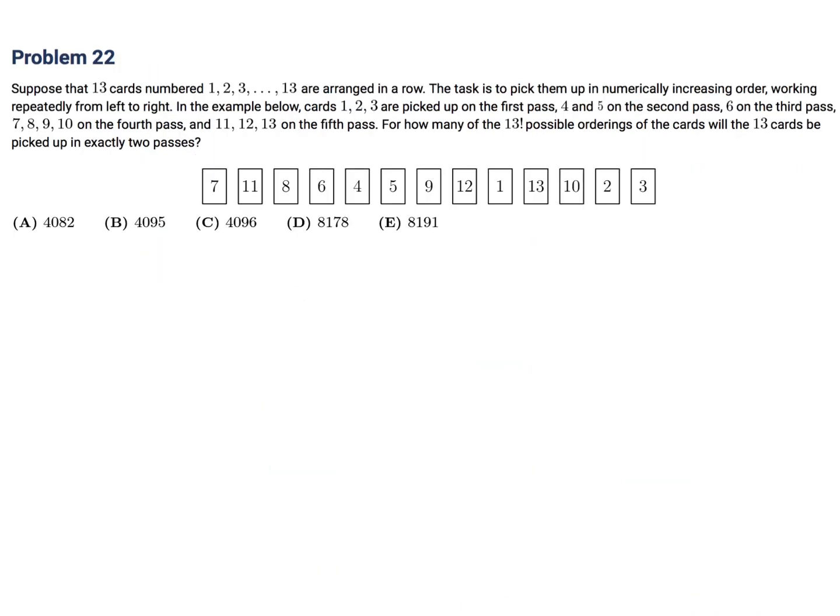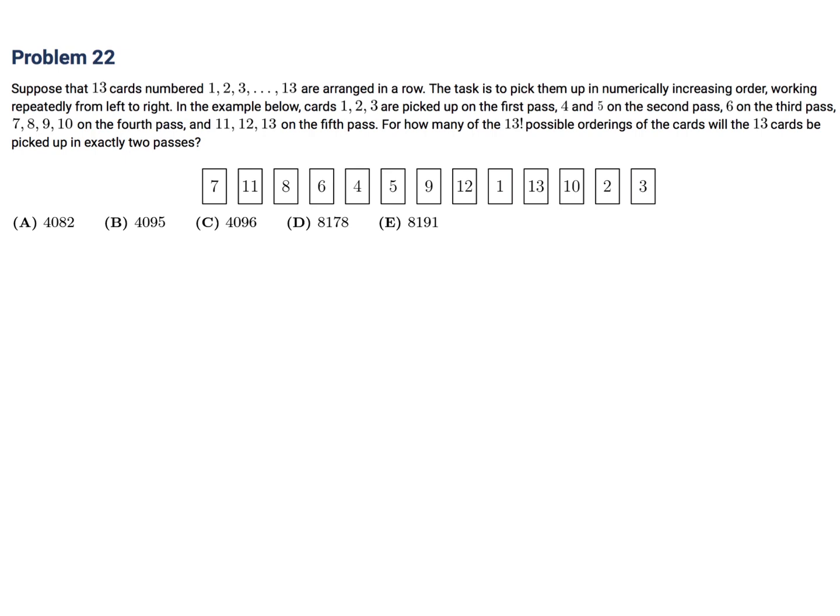Suppose that 13 cards numbered 1 through 13 are arranged in a row. The task is to pick them up in numerically increasing order, working repeatedly from left to right. In the example below, cards 1, 2, 3 are picked up on the first pass, 4 and 5 on the second pass, 6 on the third pass, 7, 8, 9, 10 on the fourth pass, 11, 12, 13 on the fifth pass. For how many of the 13 factorial possible orderings of the cards will the 13 cards be picked up in exactly 2 passes? Okay, so let's talk about this before we jump right in.